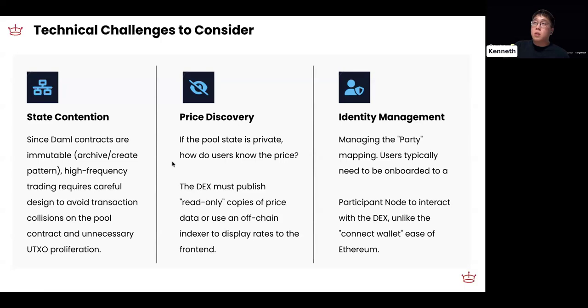But essentially, if you're familiar with Web3 wallets, like your MetaMask or Rabby wallet, it's not as simple as just clicking connect wallet to the application. So I guess that's something that you might need to take note of.